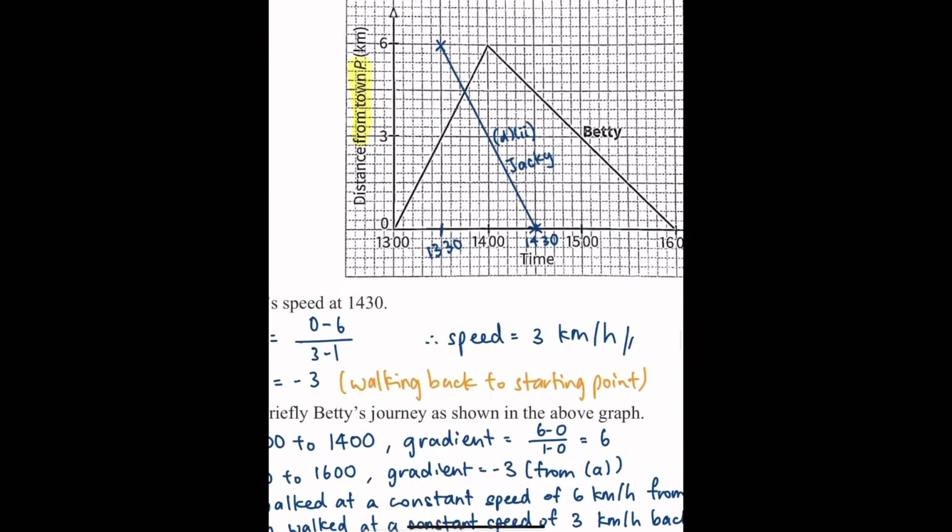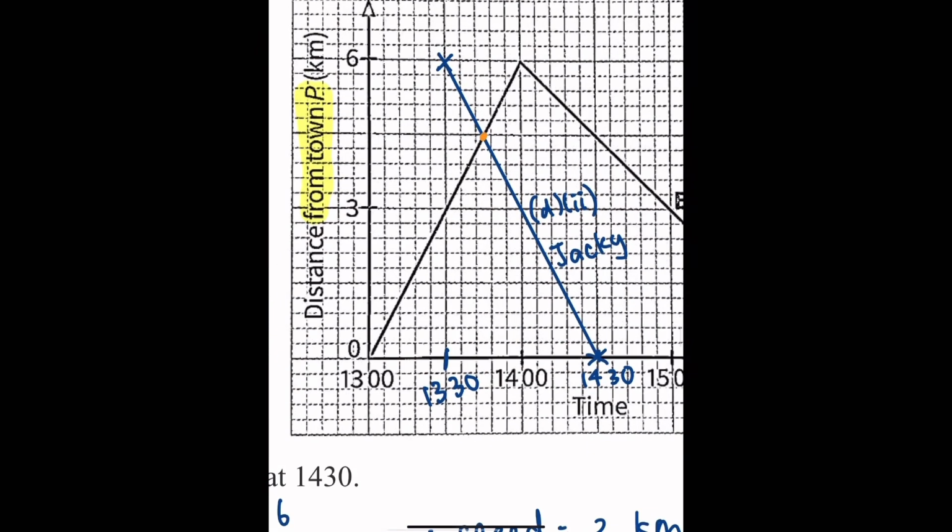For D part 3, when and where did Betty meet Jackie? They meet at the intersection point over here. I'm going to draw a dotted line down to the time axis to see what time they meet. If you notice, it's about 3/4 away from 1300. This 3/4 will just mean 1345.